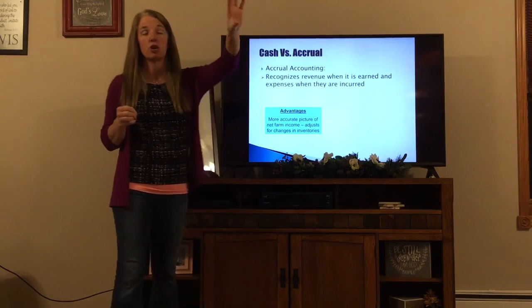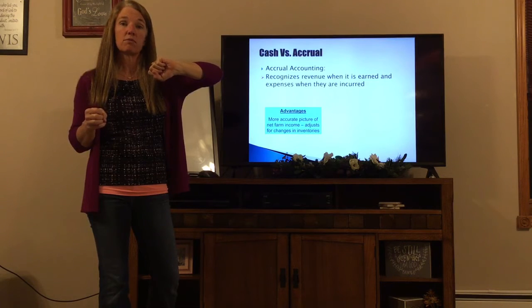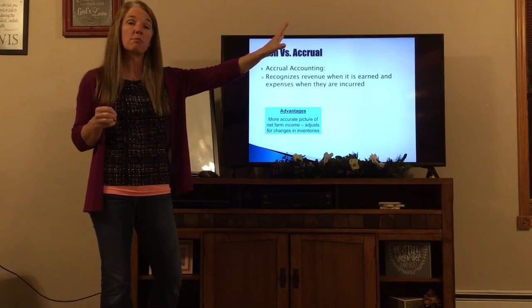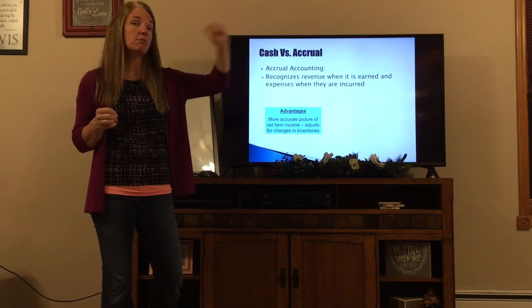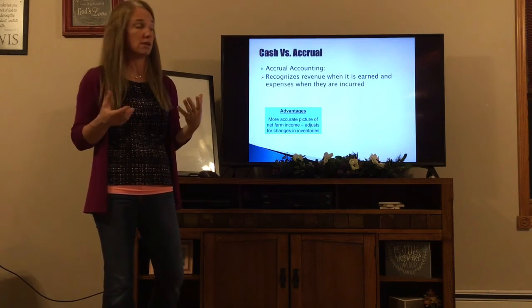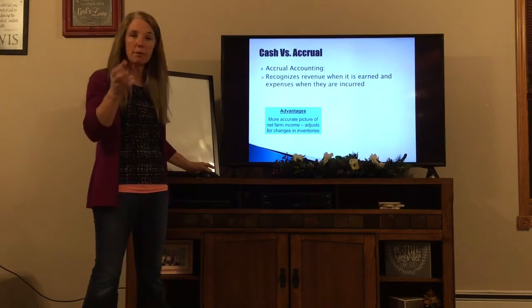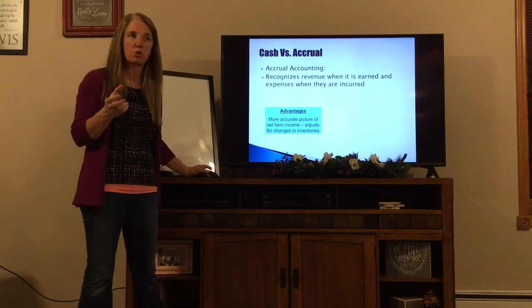So if I do go get feed and charge it, it has now become an expense to me. If I go do something and they haven't paid me yet and I have an accounts receivable, that's income that's been earned. I get to show that as income. So my picture of my net farm income is going to be more accurate. I'm going to be able to adjust for changes in inventory.